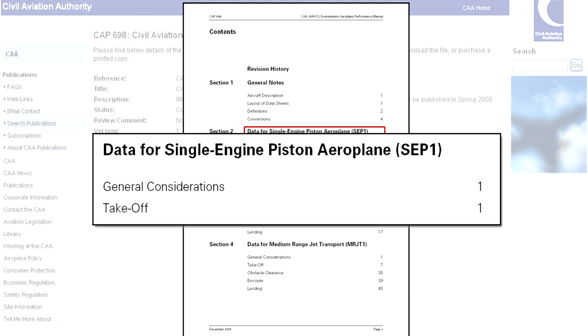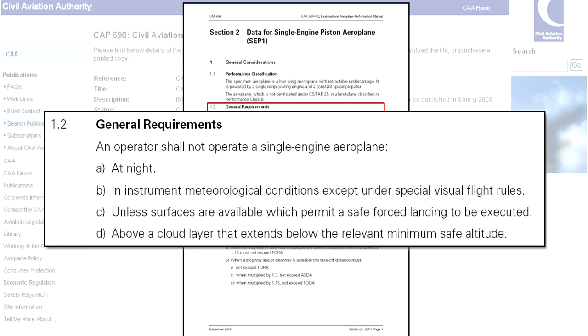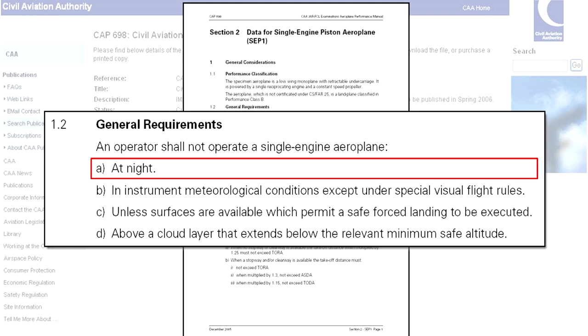However, first of all, there are some general considerations we need to discuss about the operation of Class B single-engine aeroplanes for commercial air transport purposes. These considerations can be found in CAP 698 at the beginning of Section 2 on page 1. There are 4 general requirements about operating Class B single-engine aeroplanes for commercial air transport purposes. The first is that this aeroplane shall not be operated at night.